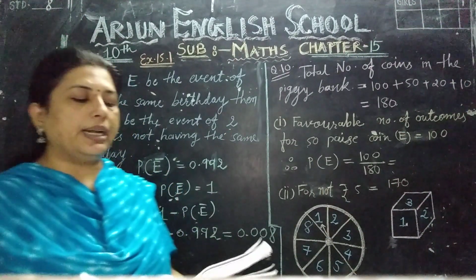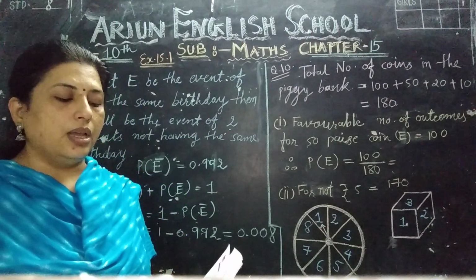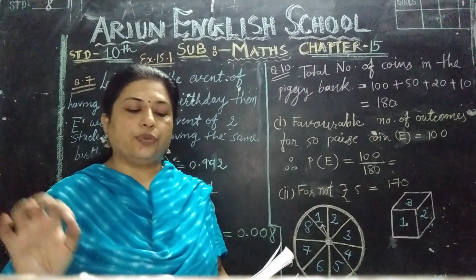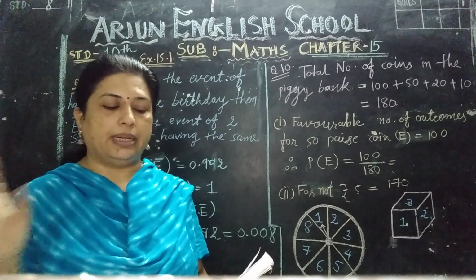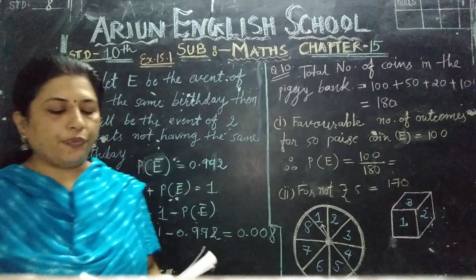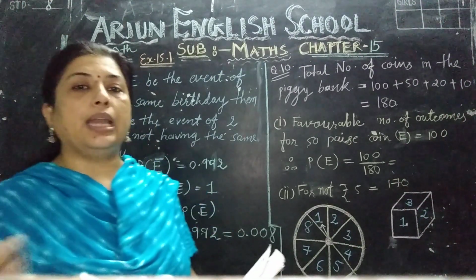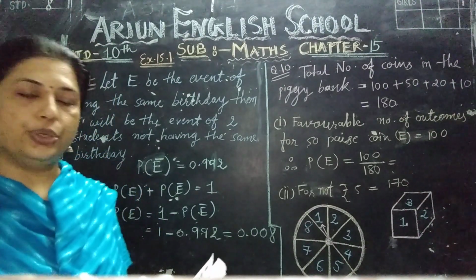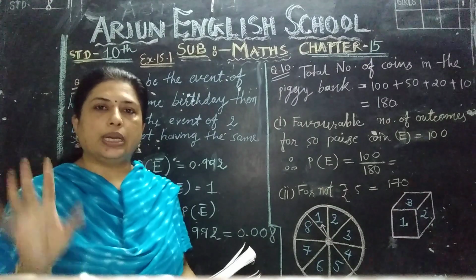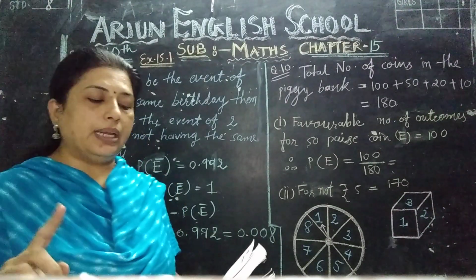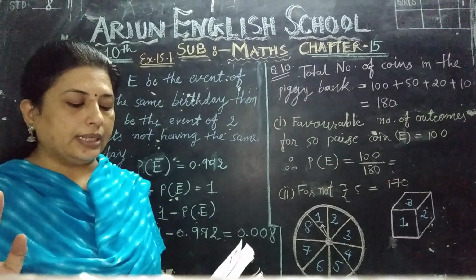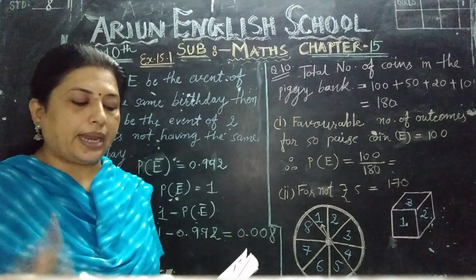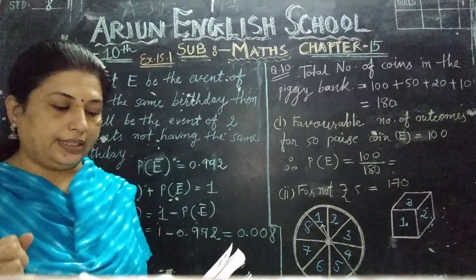Now let us see question number 9. In this question, a box contains 5 red marbles, 8 white marbles and 4 green marbles. Now you understand. First of all, you need to calculate the total outcomes. Total outcomes: 5 plus 8 plus 4. So the total is 17. One marble is taken out of the box at random. What is the probability that the marble taken out will be red, white, or not green?